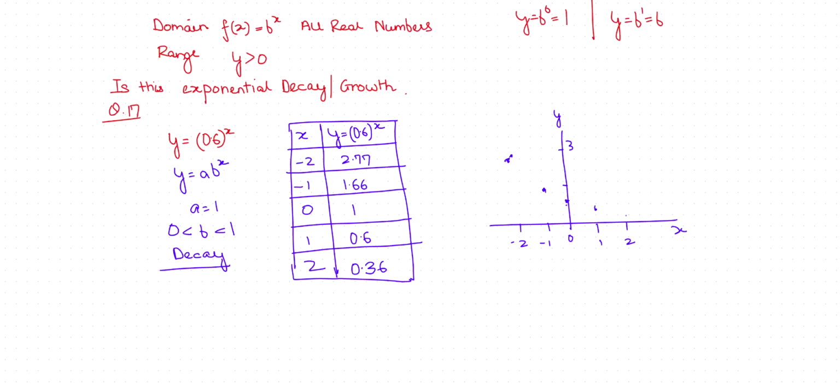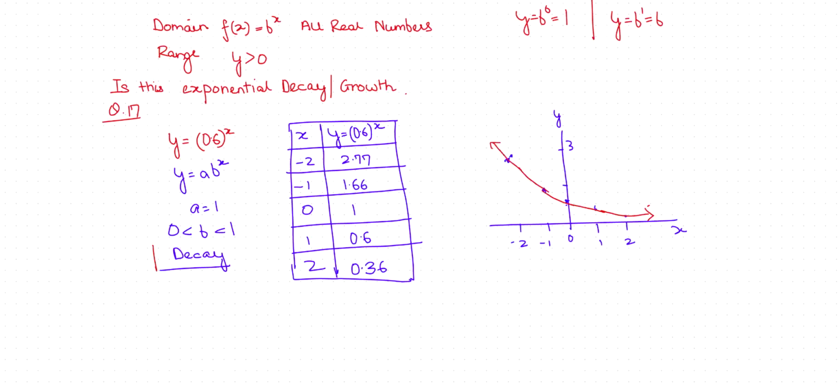0.36. So we see that this graph decreases as x increases, because the base was less than 1. It was positive but less than 1. So this shows us that this was an exponential decay.